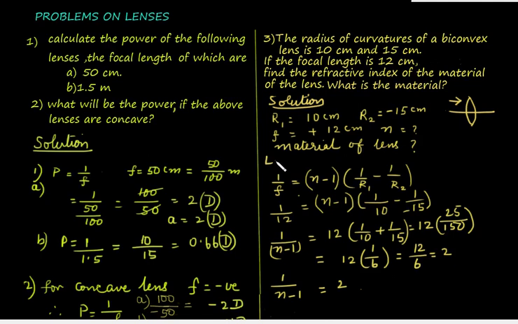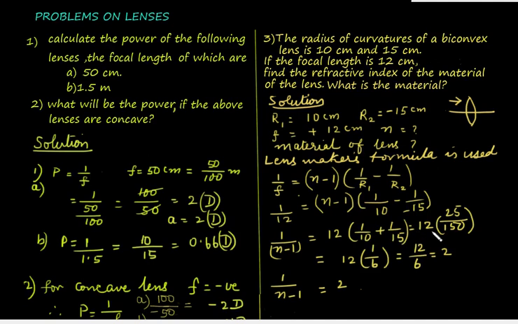We use lens maker's formula. 1 by F is equal to N minus 1 into 1 by R1 minus 1 by R2. F is equal to 12. So substituting, you get 1 by 12 is equal to N minus 1 into 1 by 10 minus 1 by negative 15. This negative and this negative makes it positive here. We are shifting this quantity over to the left hand side and shifting this quantity over to the right hand side. So it becomes what? 1 by N minus 1 is equal to 12 into 1 by 10 plus 1 by 15.